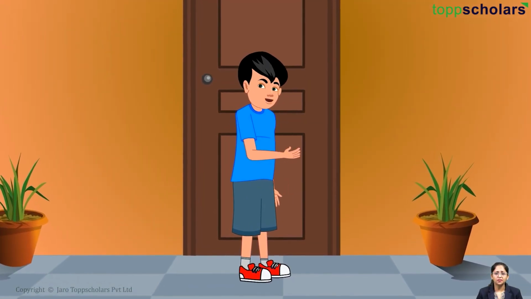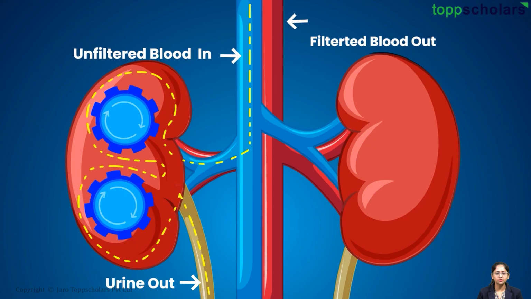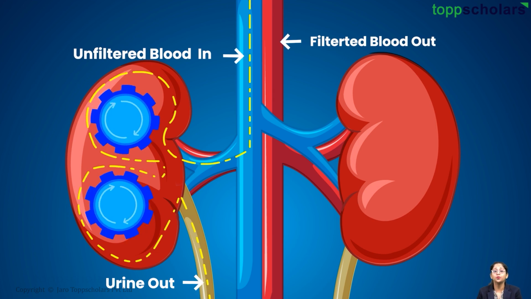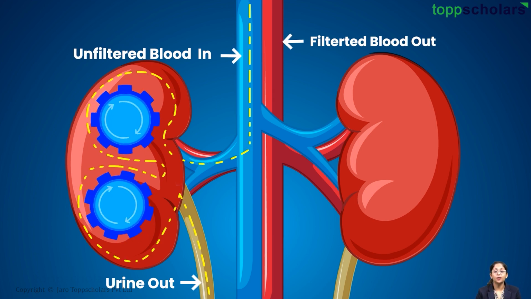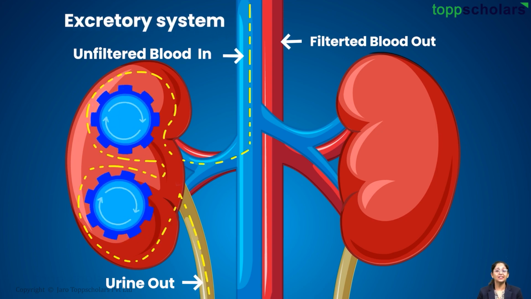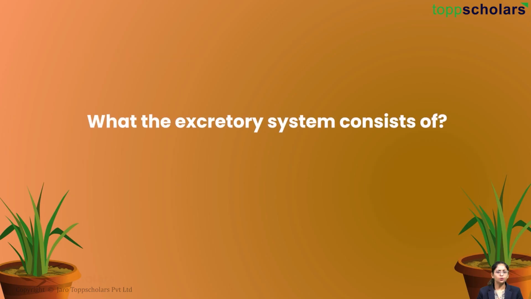Have you ever wondered how urine is formed? There is one system in our body that works hard to remove the waste in the form of urine from our body. We call it the excretory system. Do you know what the excretory system consists of?